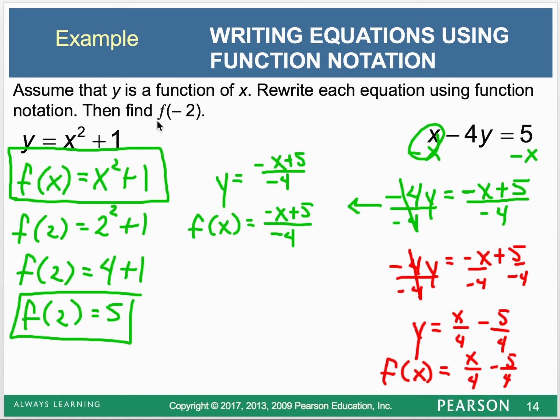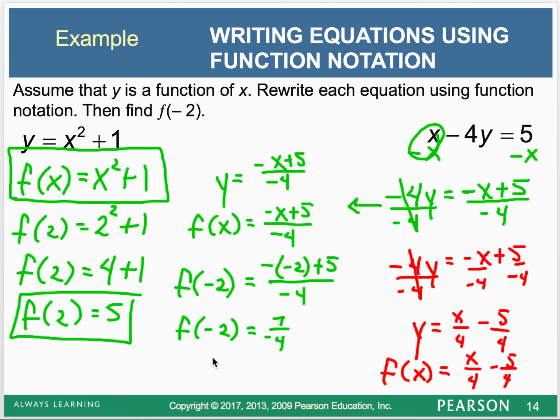Now let's find f of, oh, we didn't do negative 2 on this one. I just did f of 2. So be aware of that. Okay, so now let's do f of negative 2. F of negative 2 is negative, now x is negative itself, so don't forget I need both of those. My x is going to be negative 2, but I already have a negative out there, plus 5 over negative 4. So f of negative 2 equals positive 2 plus 5, 7 over negative 4, negative 7/4.